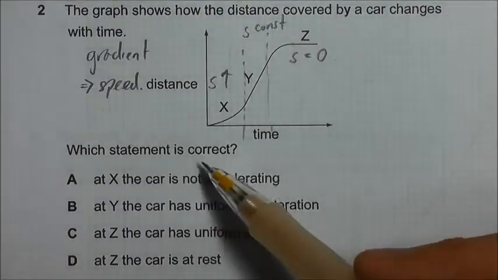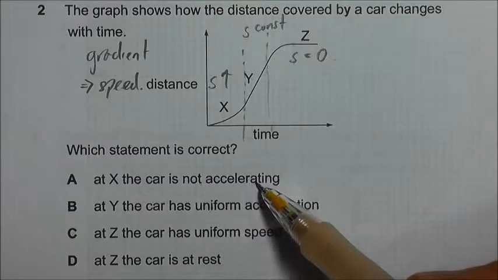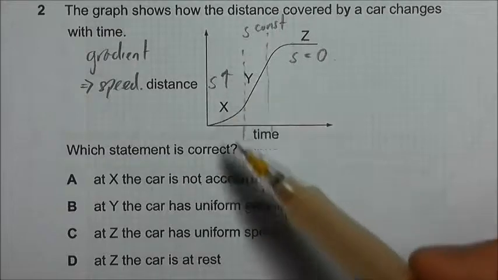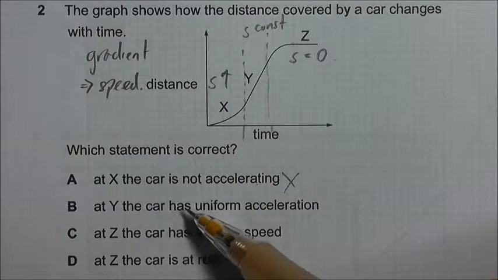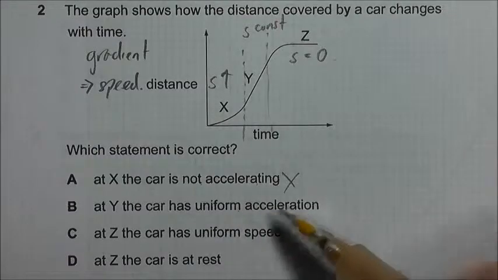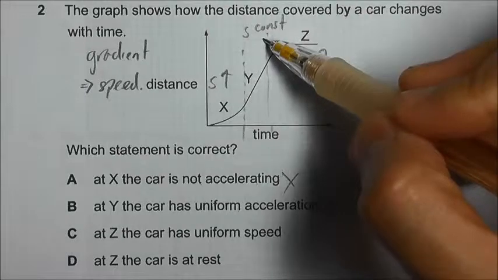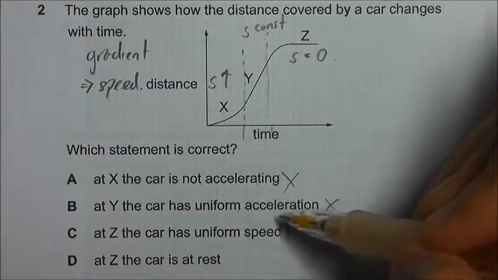Which statement is correct? At X, the car is not accelerating. This is wrong because as the speed is increasing, the car must be accelerating. At Y, the car has uniform acceleration. This is wrong. The car has constant speed. So if the speed is constant, it cannot be accelerating.